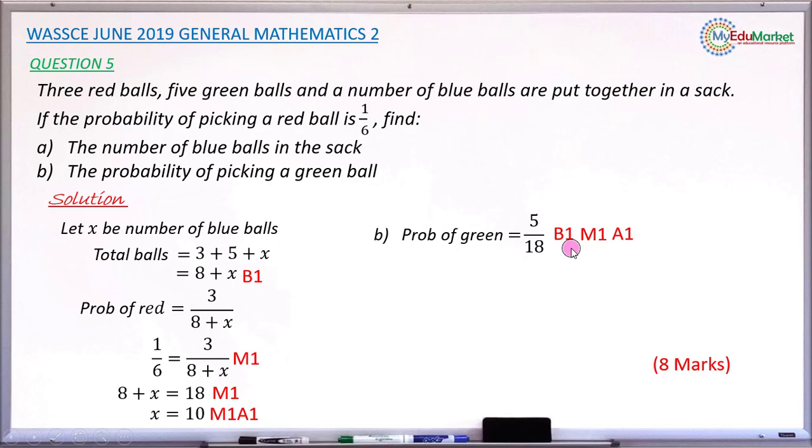The next mark is a bonus 1 mark. This bonus 1 mark is for getting the total number of balls in the sack as 18, that is, adding 8 and this 10 correctly. You have 18 as the total number of balls, and you have this bonus 1 mark. And substituting in an attempt to find the probability of a green ball, the number of green over the total number of balls, you have this method 1 mark. And when you have the probability as 5 over 18 correctly, you have this accuracy 1 mark. So in total, for this question number 5, if everything is correct, you have 8 good marks.